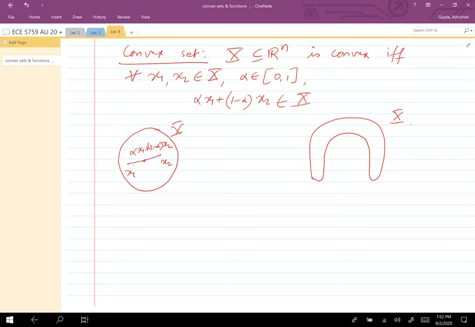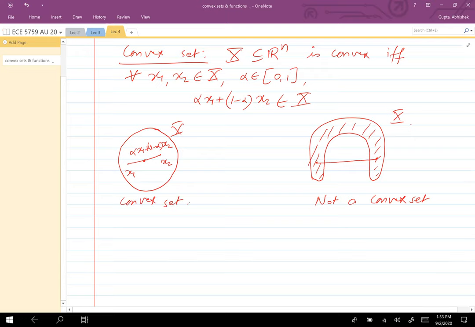So this is a convex set according to this definition. On the other hand, if I pick two points within this set and I draw a line across these two points, then this line segment actually goes outside the set because the set is basically this region. So it goes outside the set and therefore this is not a convex set. Whenever you pick two points in the set and the entire line segment is within the set, then it's a convex set, whereas in a non-convex set, the line segment may fall outside the set. That's the definition of a convex set. Any questions on this definition?